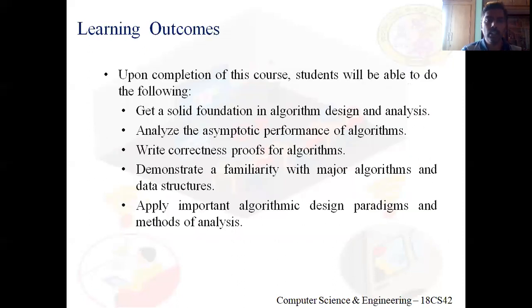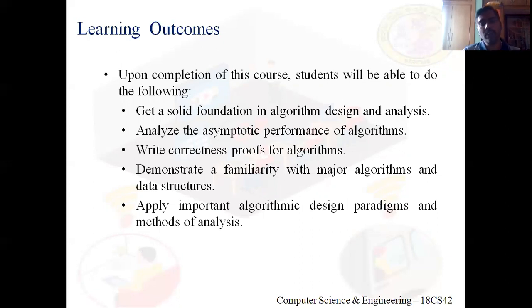So, learning outcomes. What is the outcome of this subject? Look at the first point: get a solid foundation in algorithm design and analysis. This is a foundation, right? So you're going to get a strong foundation skill. Whenever you're given a problem, you will think about that problem, analyze it, and come up with a solution. Got it?